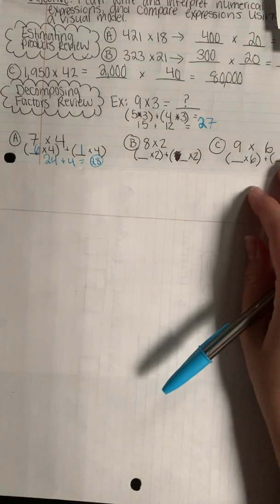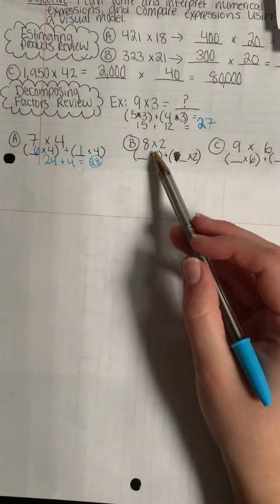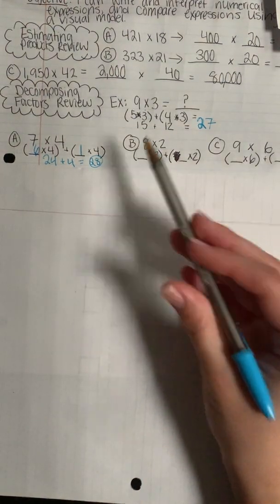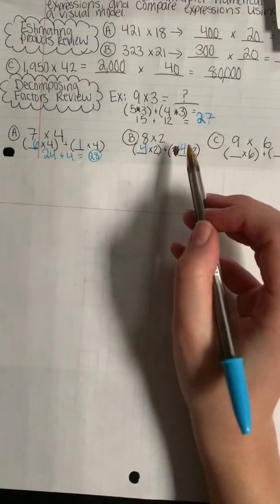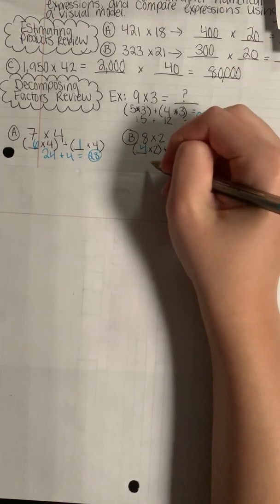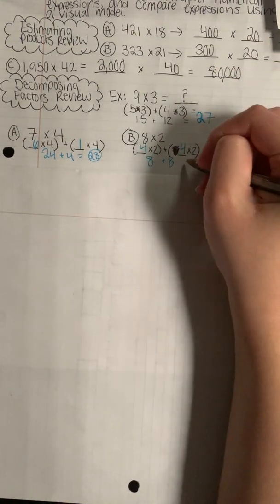For B, you can break this up into whatever you want as long as it equals 8. So I think I'll do 4 and 4. So now I'm doing 4 times 2, and I'm adding that to 4 times 2. I know 4 times 2 is 8, and 8 plus 8 equals 16.